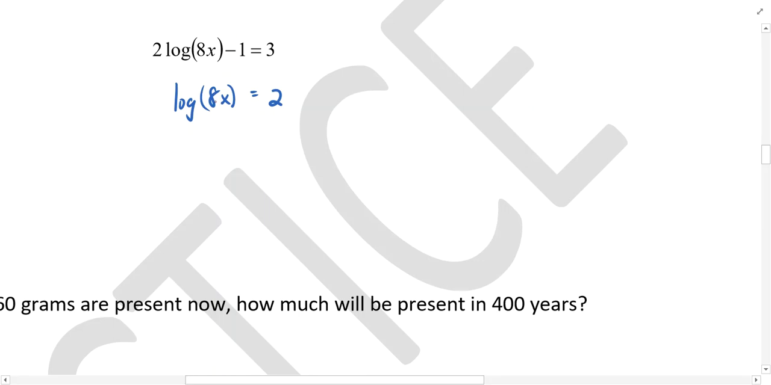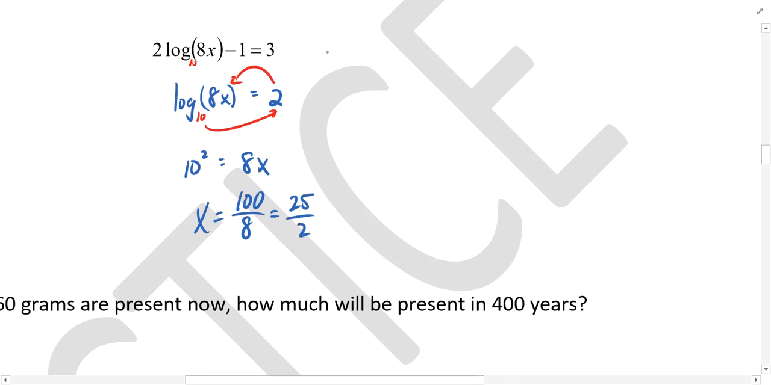Now, one thing I do want to point out is that with this logarithm written and no base indicated, we can assume that the base was 10. And if the base was 10 here, then using that loop rule to rewrite logarithms, we could say that 10 to the second power is equal to 8x, which of course means that 100 is equal to 8x, and x would be 100 divided by 8. When simplified, we would have 25 divided by 2.